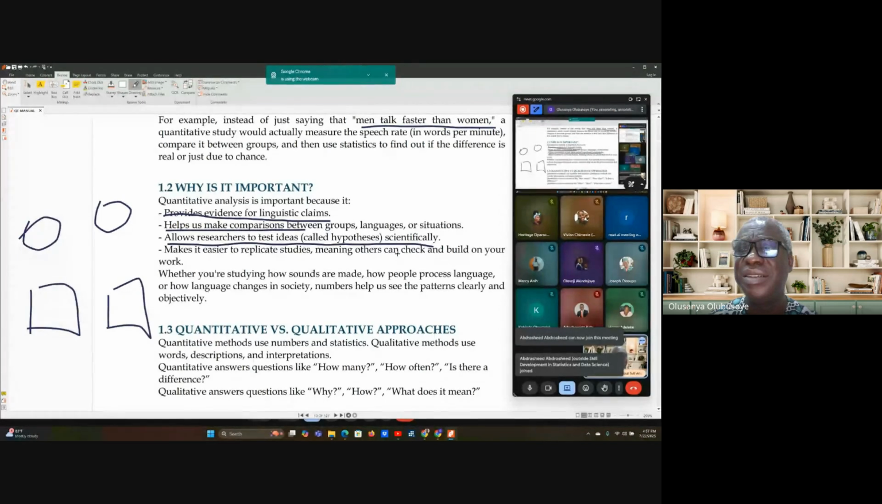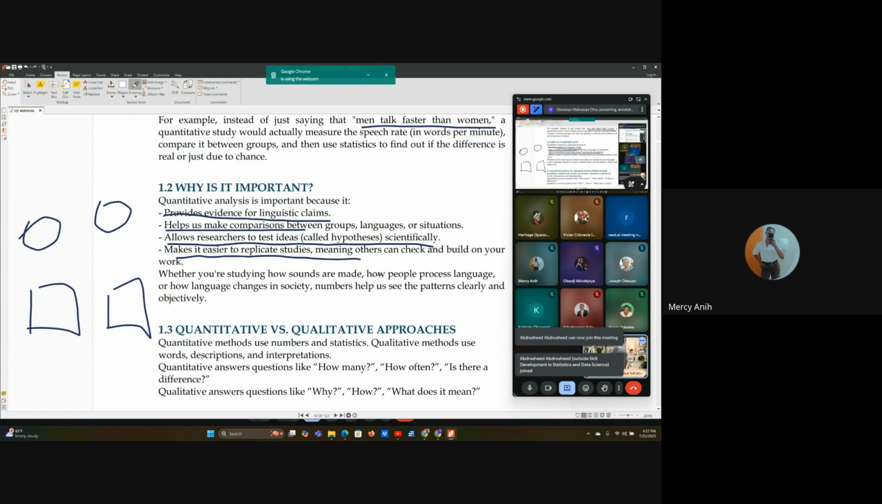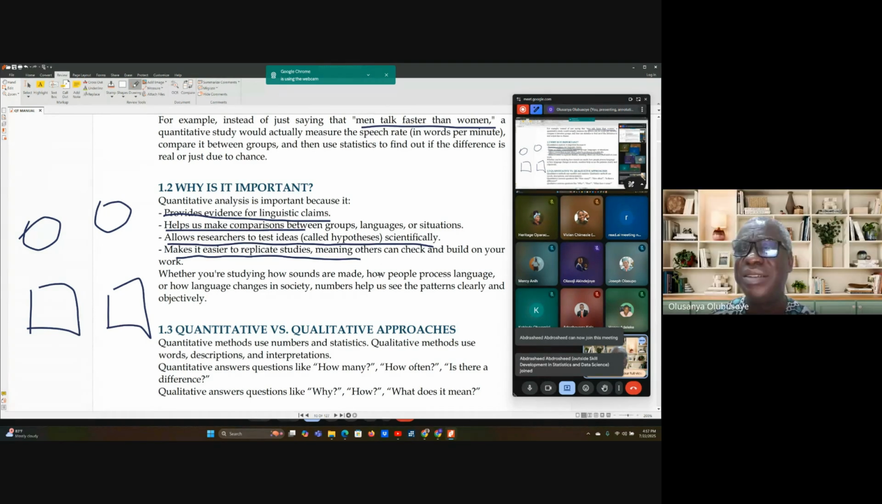And then finally, we use quantitative techniques in the study of language so that we can be able to replicate our studies. Mercy. Yes, sir. What do we mean when I use the word replicate?